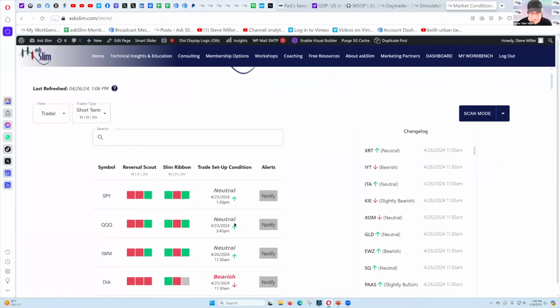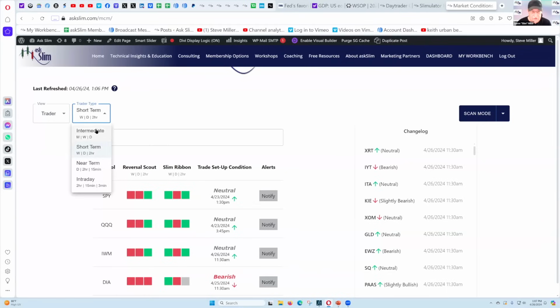Now, these were negative, but they have recently turned up here on the 23rd, and today the IWM went neutral on the short term. So these are neutral readings. They were very bearish, and now they're neutral. That's because the 2-hour reading on the slim ribbon has now turned green. And the weekly has been green all along, so that has given you some sense that it's pretty hard to have a big, huge downside move when you have these type of conditions right now, but they're likely going to change.